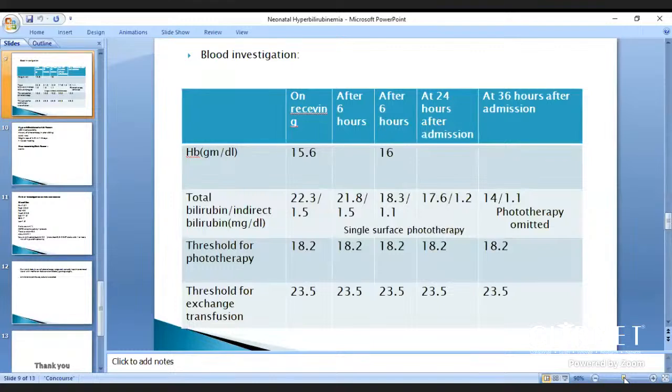Our bilirubin, which was serially monitored, is shown in this table. On receiving, our total bilirubin was 22.3 milligram per deciliter, with a threshold for phototherapy of 18.2 milligram and a threshold for exchange transfusion of 23.5 milligram per deciliter.